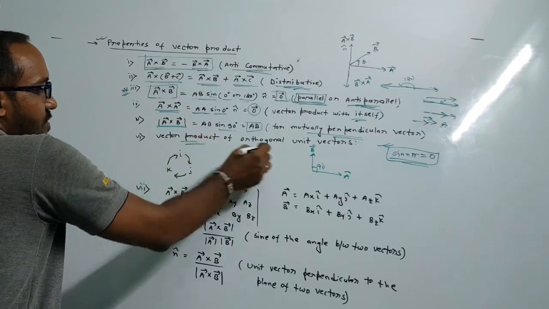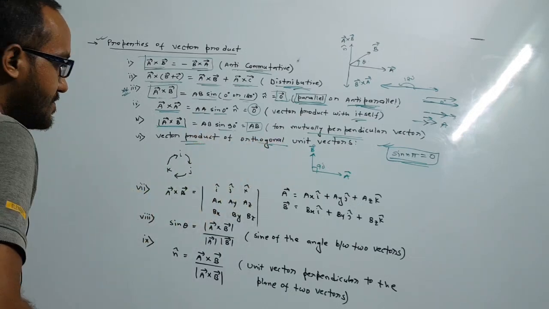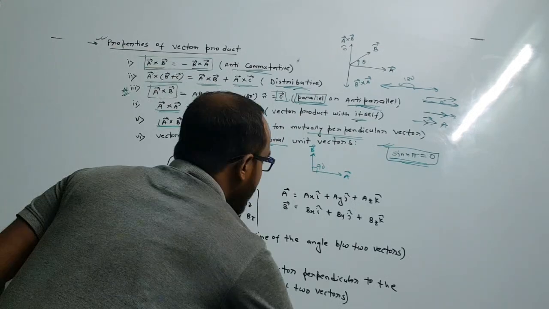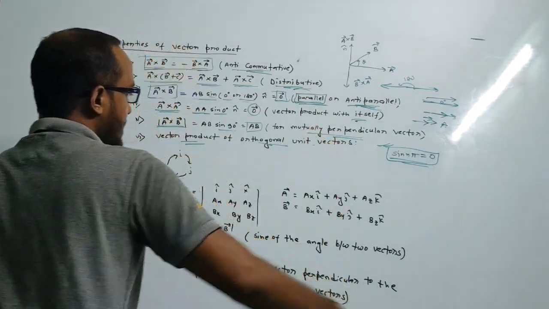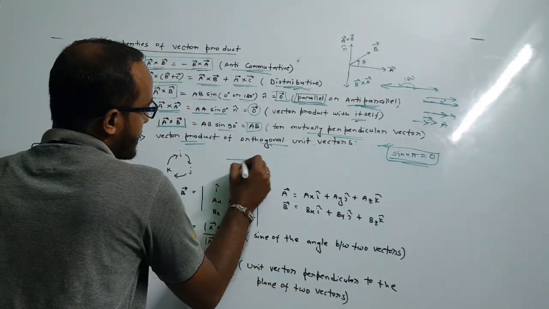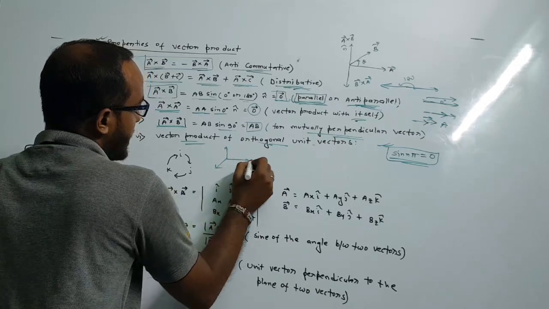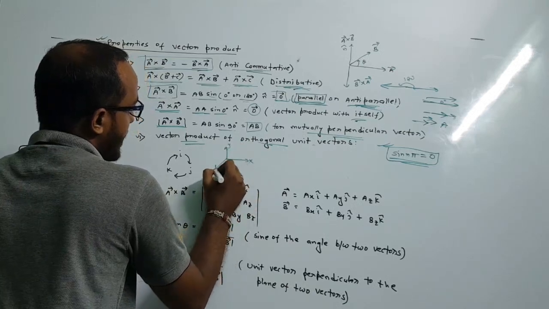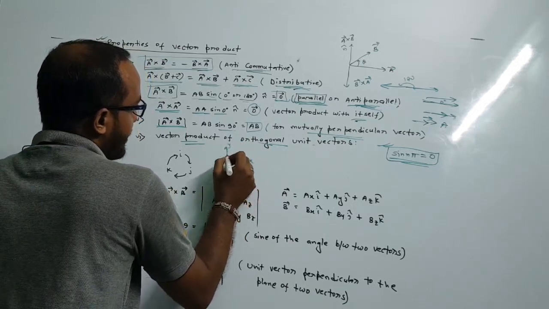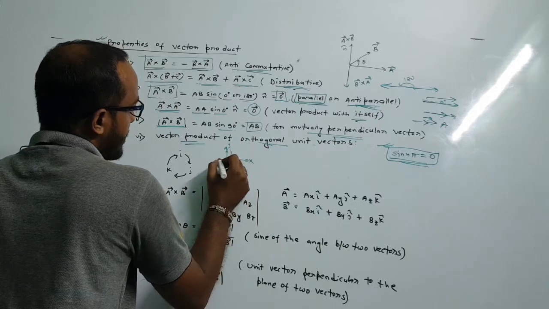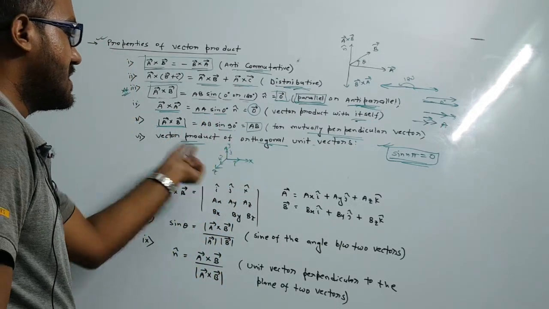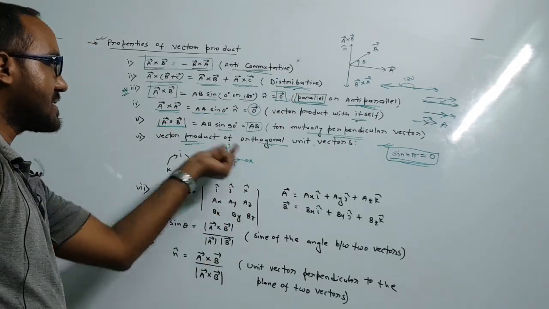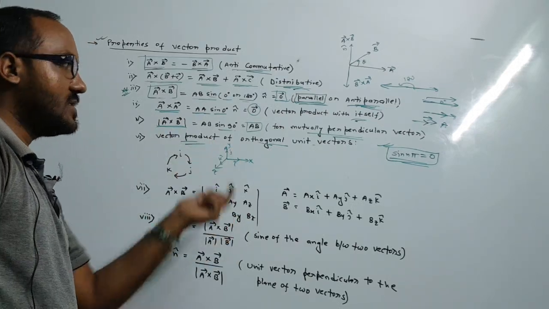Now, the vector product of orthogonal unit vectors. See, these are the three orthogonal unit vectors i, j, k. Let us say this is the x axis, this is y, this is z, and this is i cap, this is j cap, this is k cap. x, y, z are perpendicular to each other, so the unit vectors representing x, y, z are also perpendicular to each other.